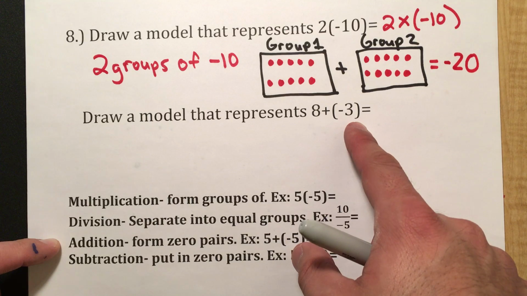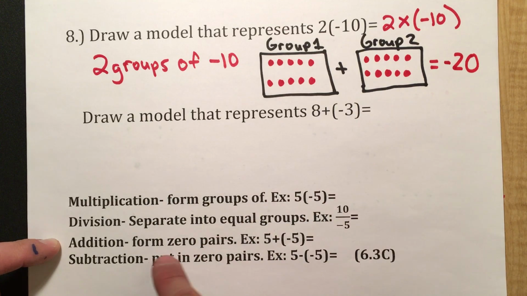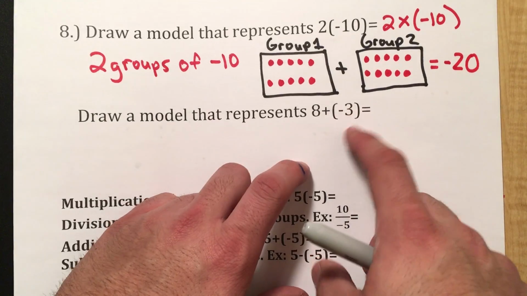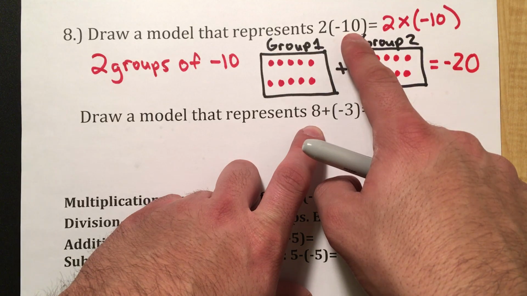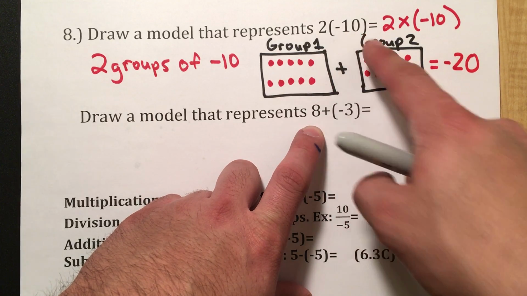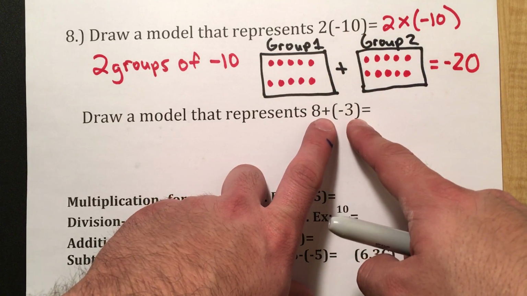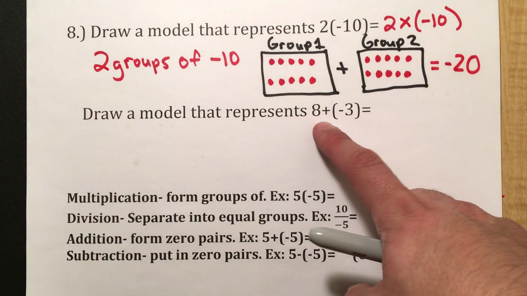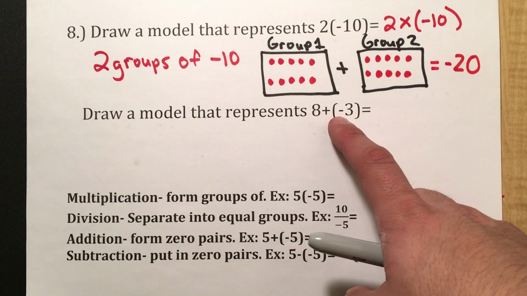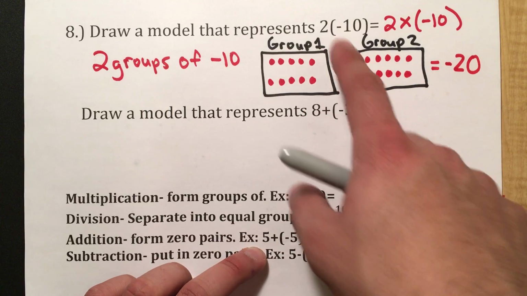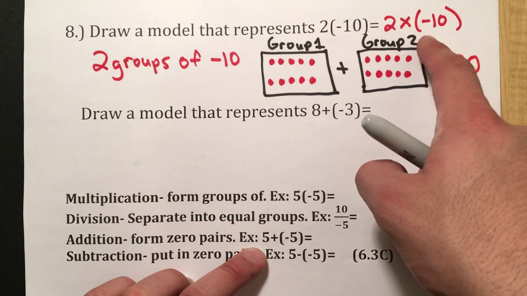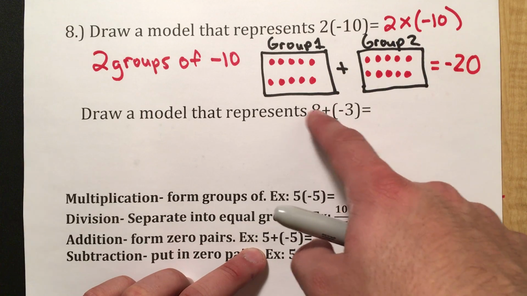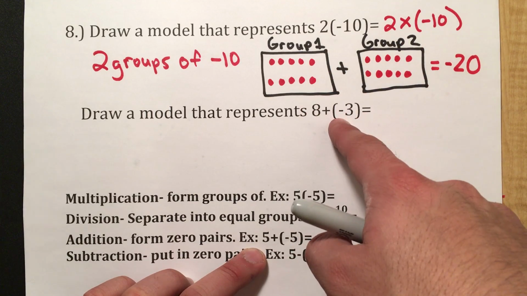So whenever we're adding integers, we have to form zero pairs. I want us to see how this addition is different from multiplication, because sometimes some of my 6th graders get confused. Do you see that plus sign right there in between the 8 and that negative 3? That means we're going to add them. Over here, there's no plus sign. We just have a number next to a number in parentheses. That means multiplication.